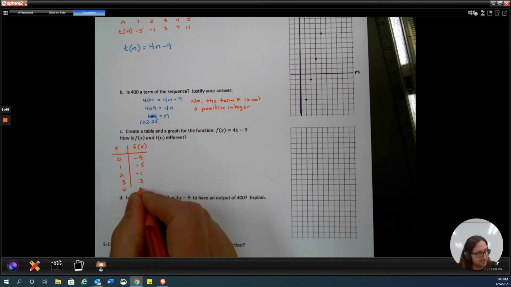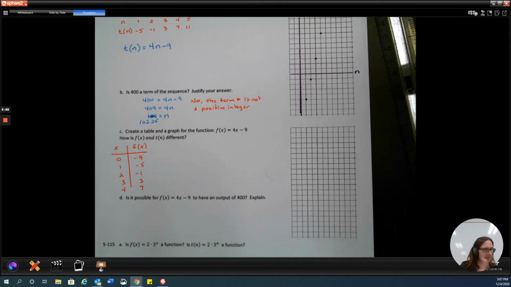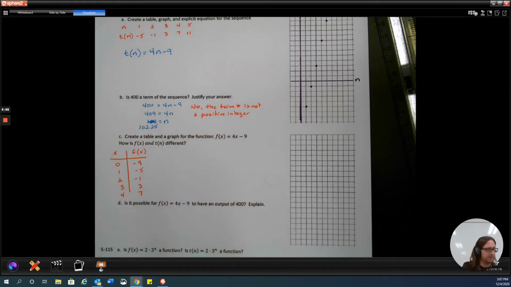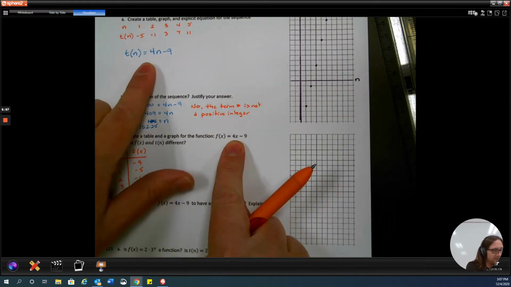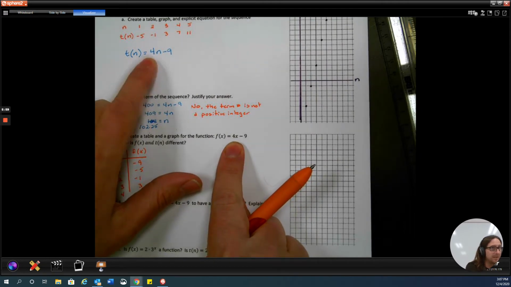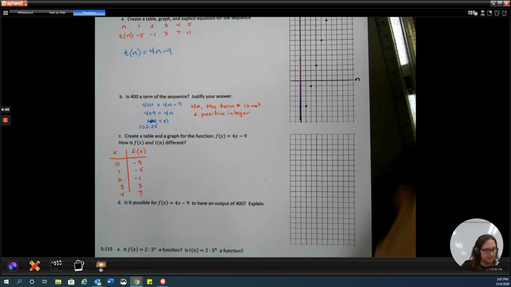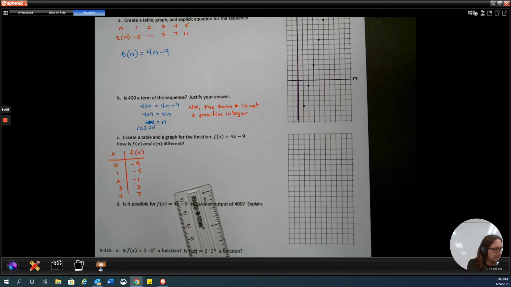And it's pretty much the exact same list of numbers that we did for the sequence because their equations are very similar here, except one is a sequence and the other is a function. So let's graph them, and let's see the differences between the graphs.